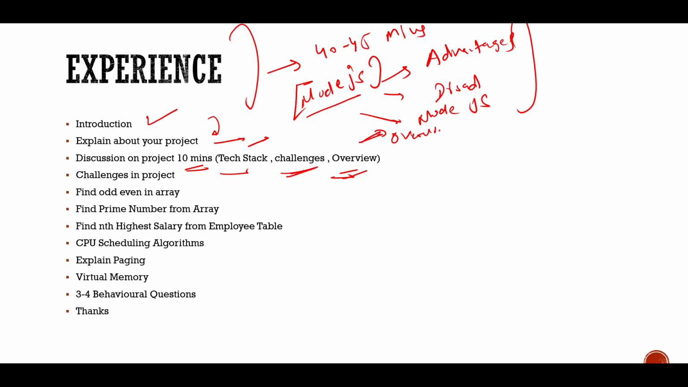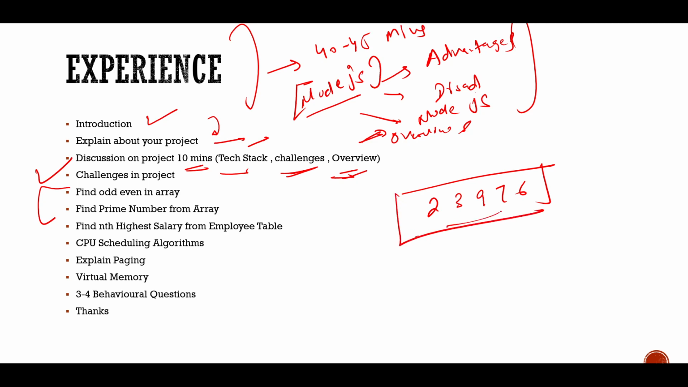Now coming forward, the next question they asked is about challenges in the project, meaning what challenges you faced in your project. Then they asked two coding questions. First one was to find odd and even numbers in an array. Suppose there is an array 2 3 9 7 6. You need to find the odd numbers and even numbers. Very easy. Then find the prime numbers from the array, for the same array.